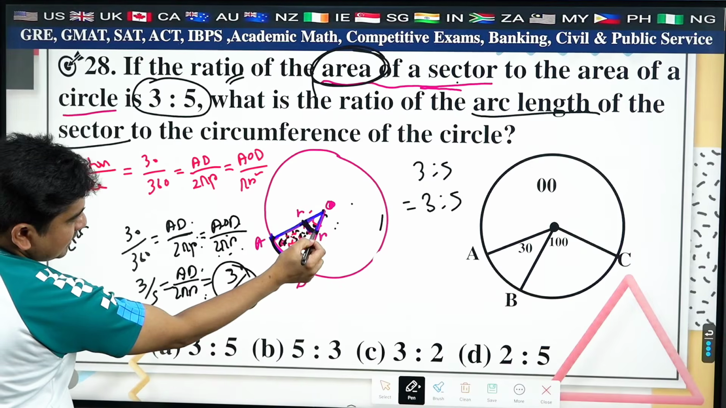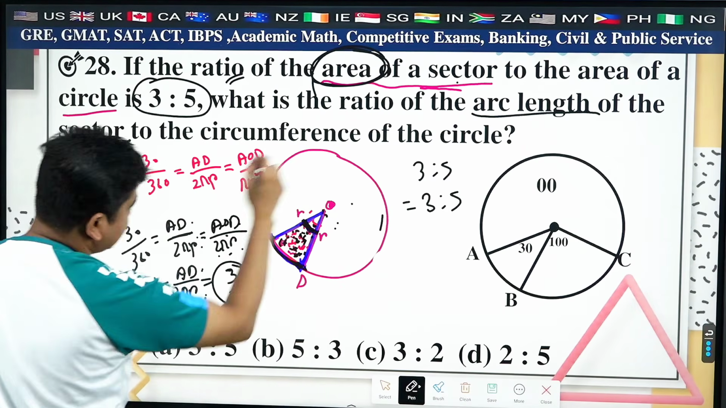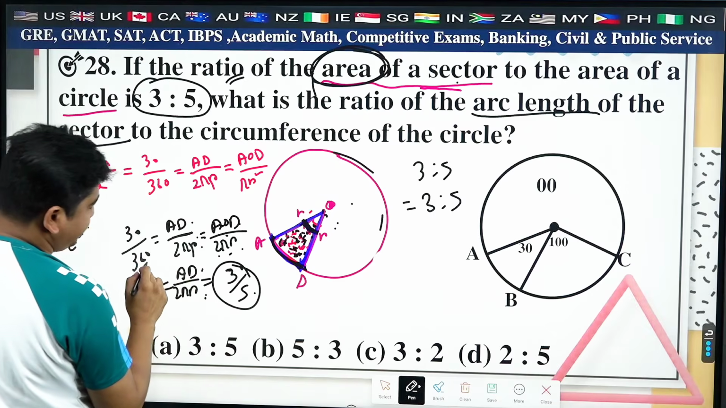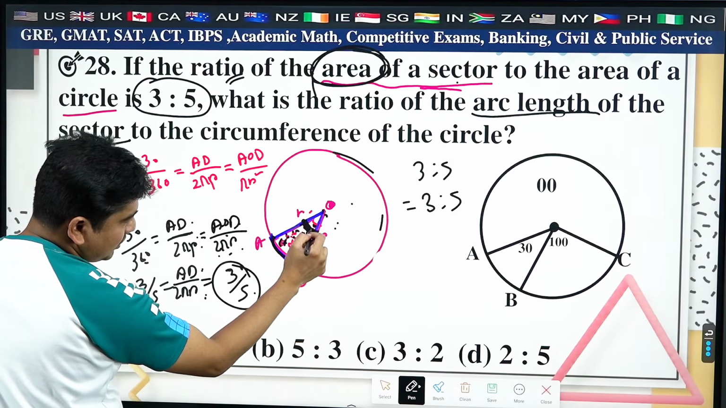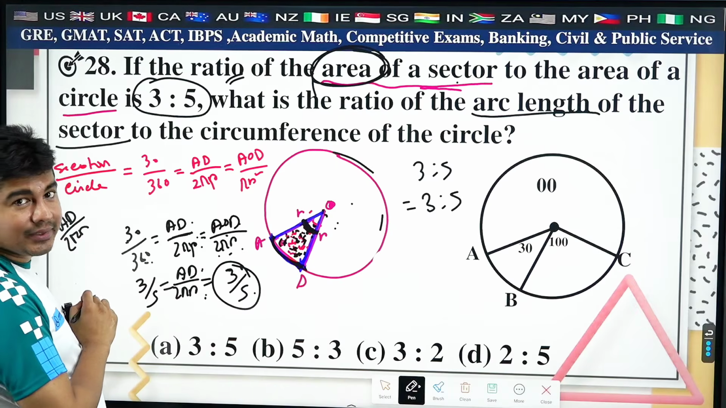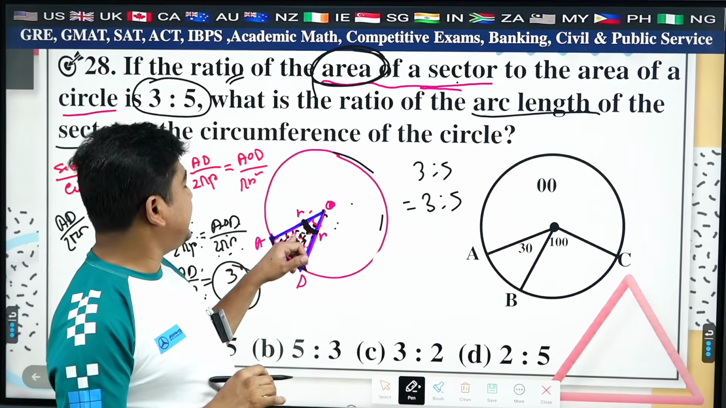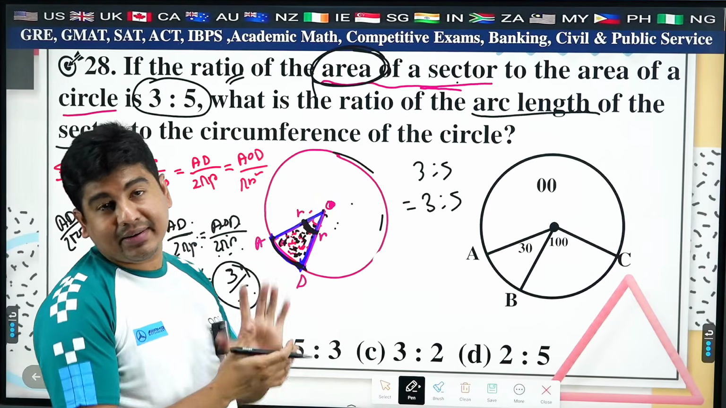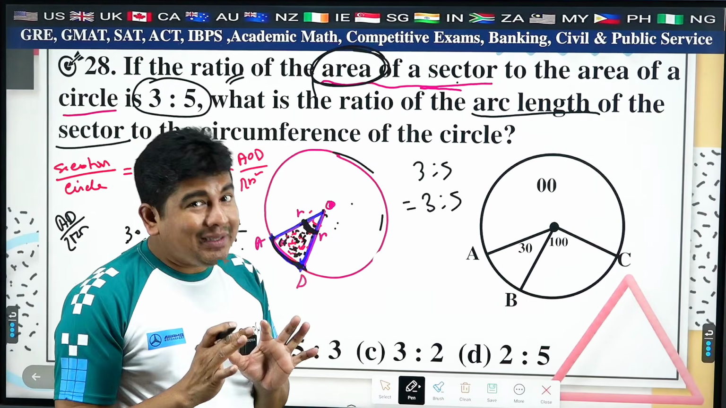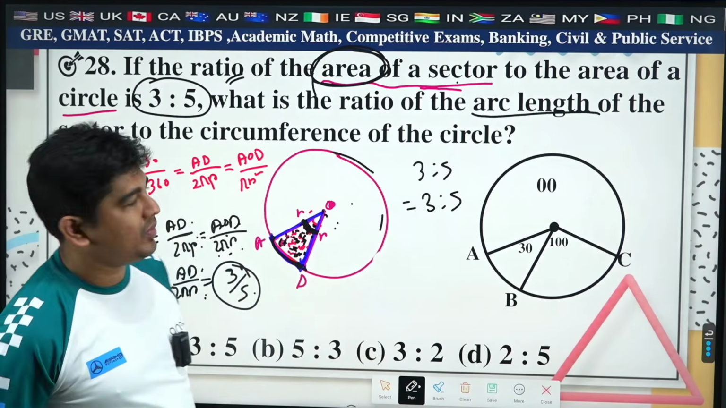The angle of the center of this circle: the angle of this sector 30, the angle of the circle 360. Okay, that means in case of sector and in case of circle, all the three things are equal ratio.